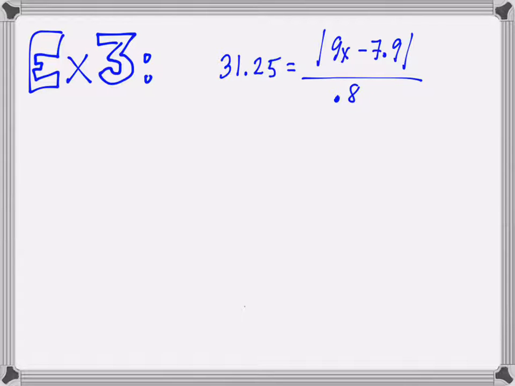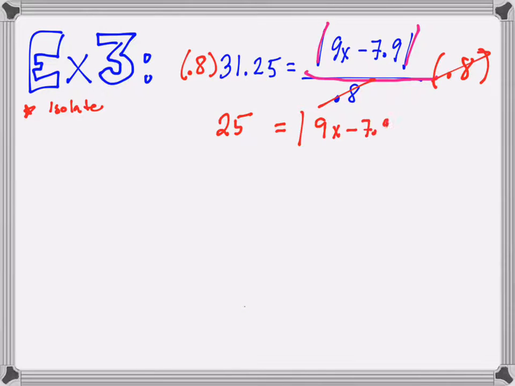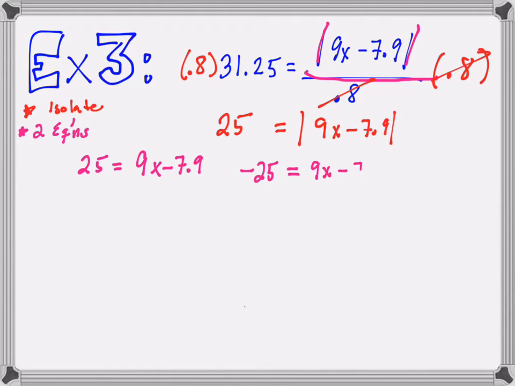We got an absolute value on the right, but that's okay, that doesn't matter. We have decimals, but that's okay, decimals are numbers too. And then sometimes people forget that when you're dividing this whole side by something, your first step is going to be to multiply both sides by that number. So what that does is cancel out the 0.8. Now we got it isolated, so we're going to make two equations.